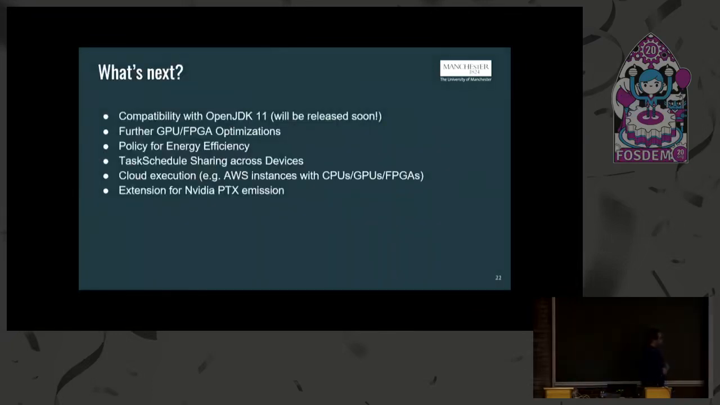So what's next? In our work in progress, we are becoming compatible with OpenJDK 11. We are doing optimizations for FPGA and GPU execution. We currently run on AWS instances that have CPUs, GPUs, and FPGAs. And we're also working on an NVIDIA PTX, CUDA backend.